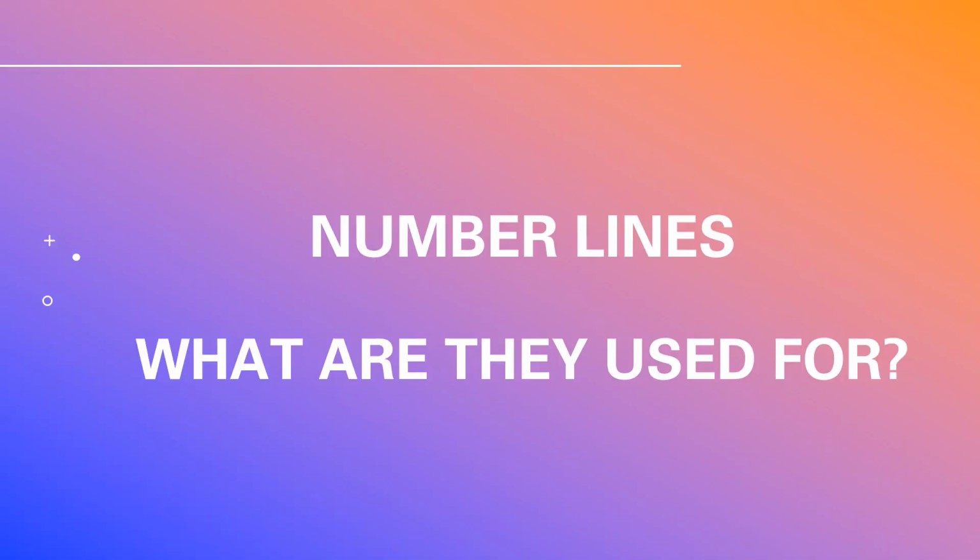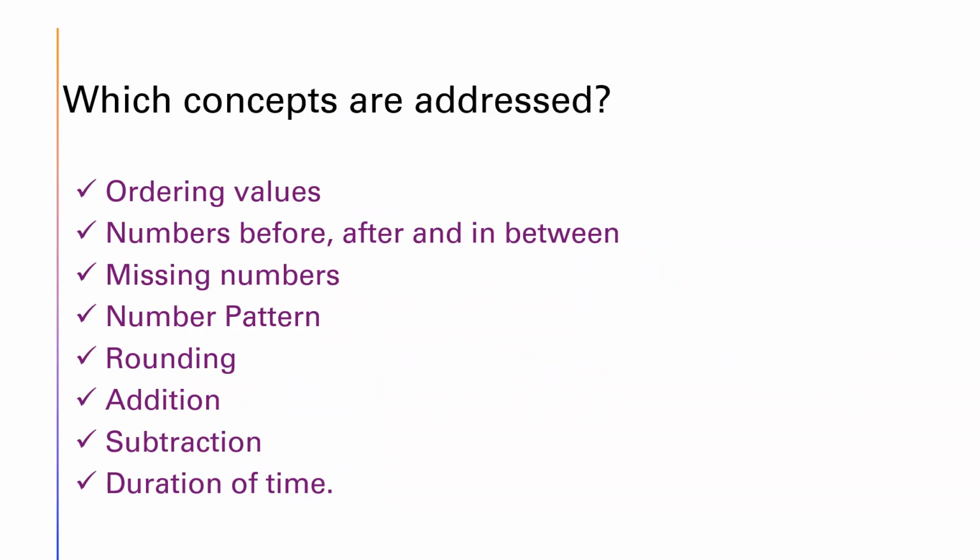Now that we looked at the different types of number lines that we can come across, let us focus on the progression of skills that the number line can be used for. Which concepts are addressed? The use of number lines helps provide students with a visual representation of the stable order of numbers and the relationship among them with regards to their position. They can visualize the meaning of the terms before, after, and in between.